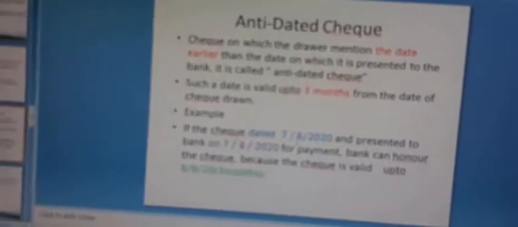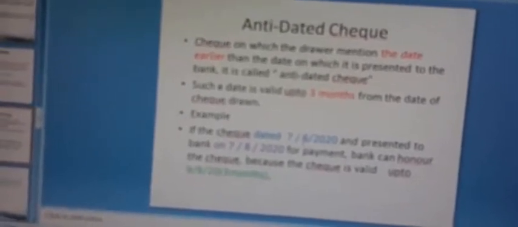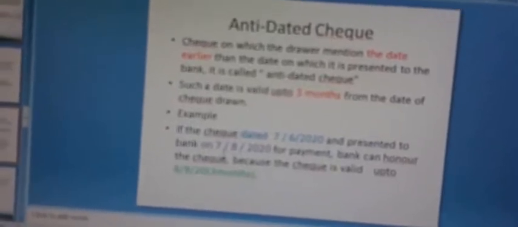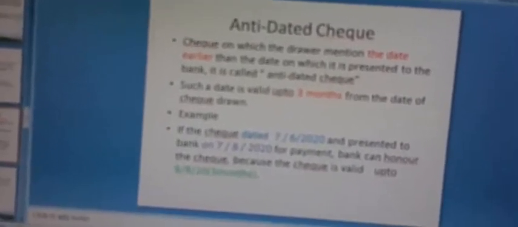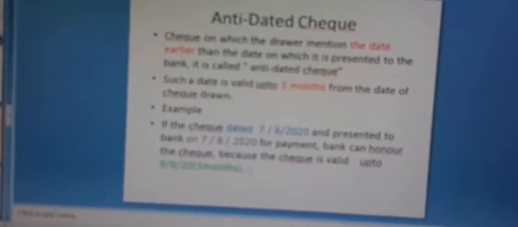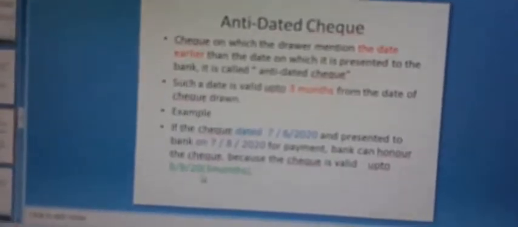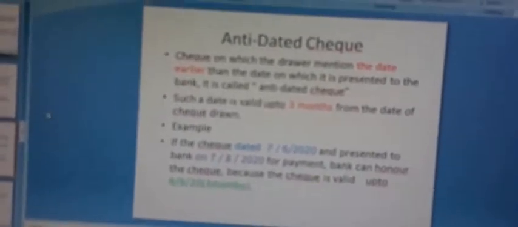The check is dated 7th June, but I have given the check only in this month, August 7th, 8th, but he can get the amount because the check is valid up to September 19, 2020. So this is an antedated check.